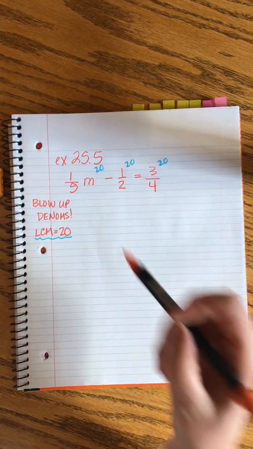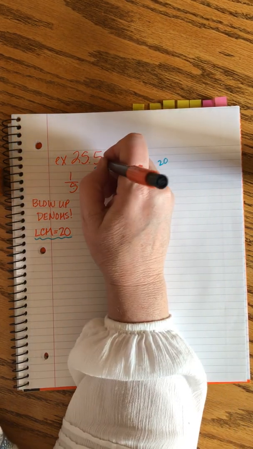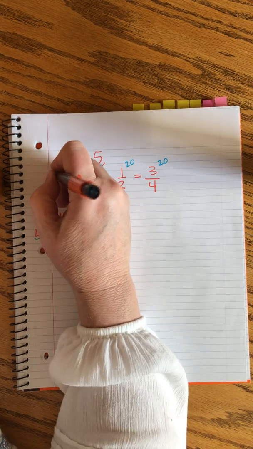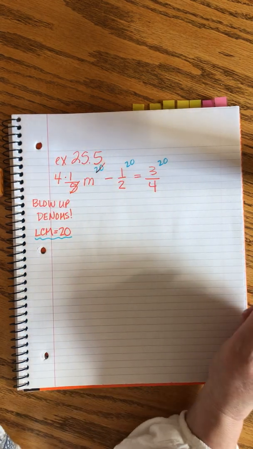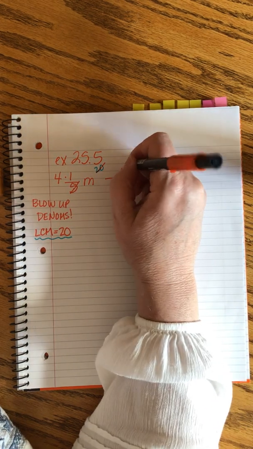Now, I can cancel top to bottom. 20 divided by 5 is 4. So I cross out that, and I'm going to multiply the old numerator by 4. Same thing here. 20 divided by 2 is 10.